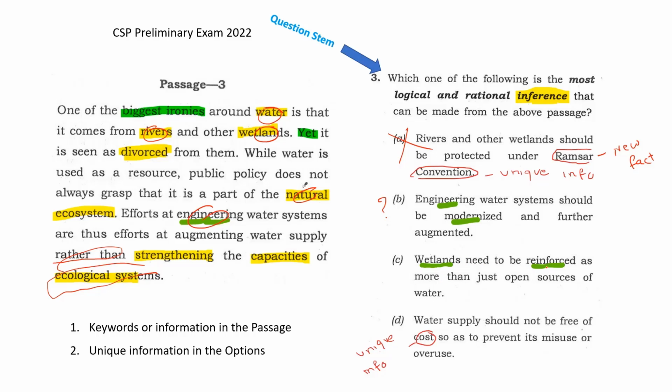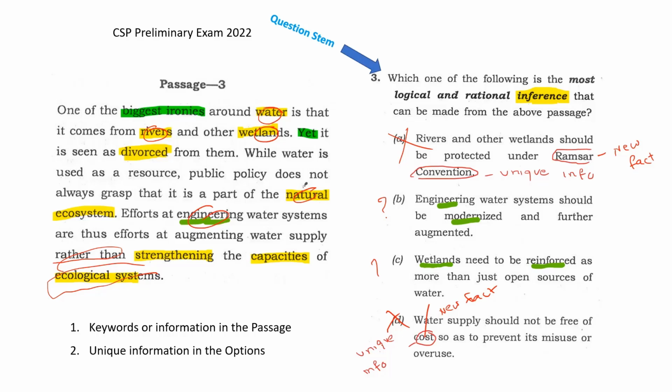Wetlands need to be reinforced. So wetlands are there, reinforced, yes. You need to strengthen them more than just open sources. I need to consider this. Water supply should not be free of cost. What is this cost? This has some unique information. Cost, this unique information, is a new fact. It is not supported by the passage. Nowhere do I see free of cost. Option D. So by using the elimination techniques, we could eliminate at least 2 options. Sometimes maybe you can eliminate 3, but definitely 2 options could be eliminated.